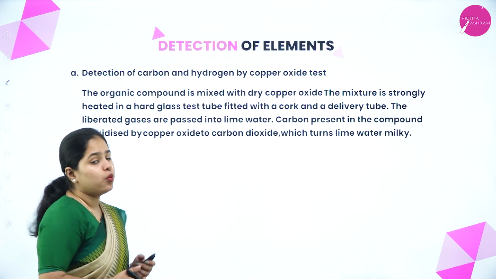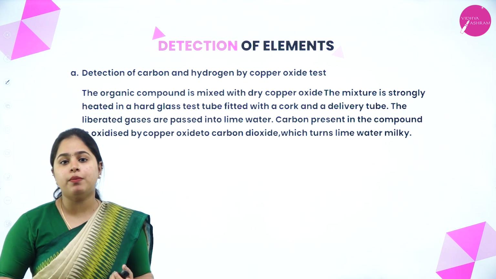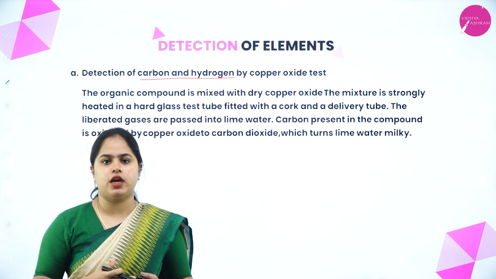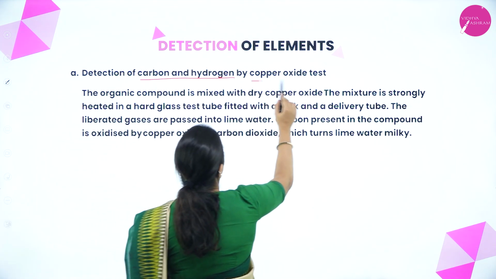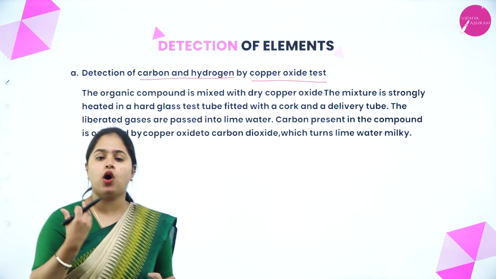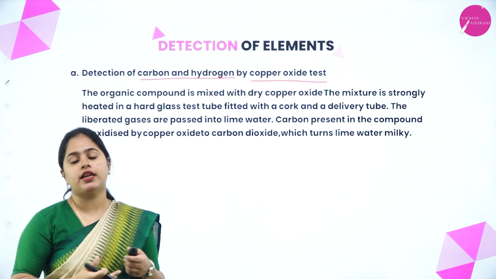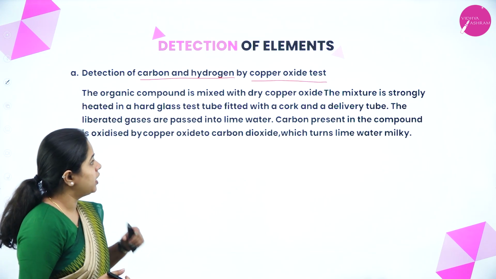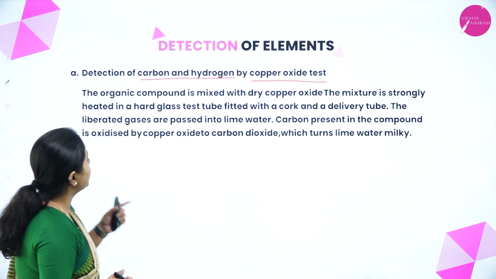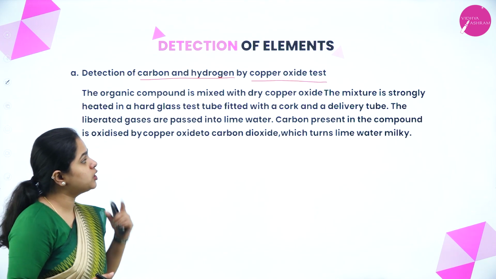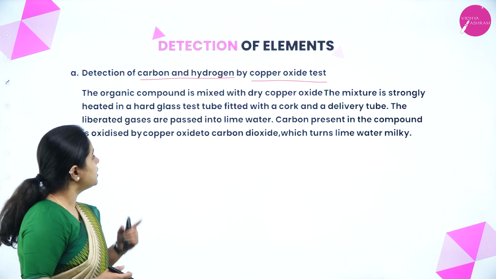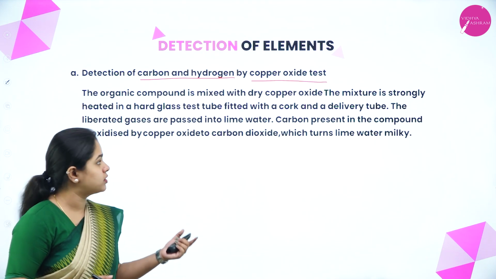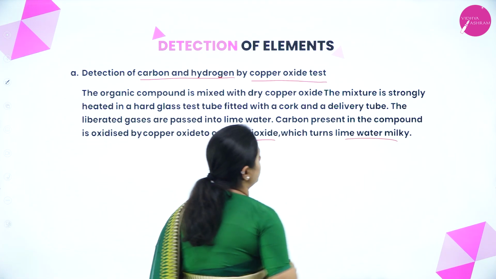First we are going to study the detection of carbon and hydrogen in an organic compound by the copper oxide test. As the name suggests, in the copper oxide test, we will be reacting our organic compound with copper oxide. So let's see what happens. The organic compound is mixed with dry copper oxide, and the mixture is strongly heated in a hard glass test tube fitted with a cork and a delivery tube. The liberated gases are passed into lime water, and carbon present in the compound is oxidized by copper oxide to carbon dioxide, which turns lime water milky.